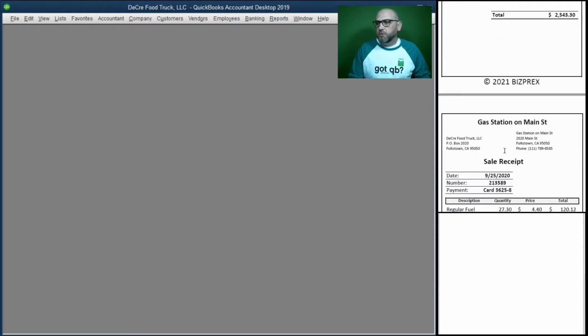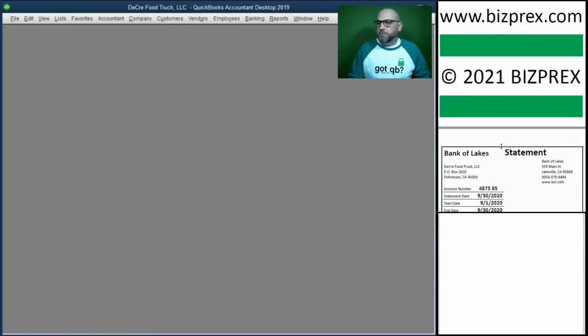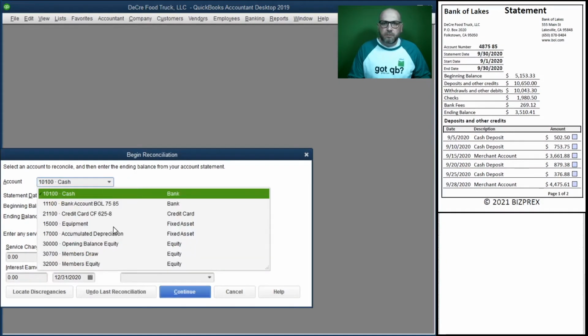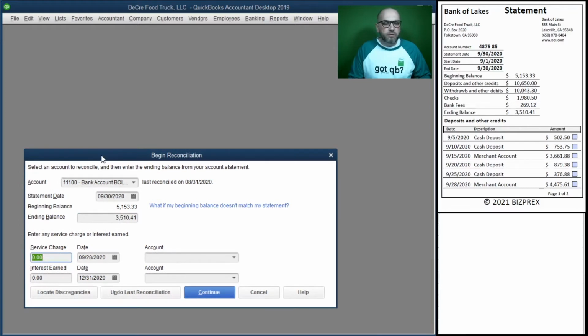Now we're going to go to our bank statement and reconcile that one. Okay, so here we are. Make sure you select bank statement for reconciliation. Date is correct. Ending balance. Okay, we're not going to enter any of the charges here because we already entered them, right? So we can just change the date to this one. Excellent. Okay, so we're going to continue.